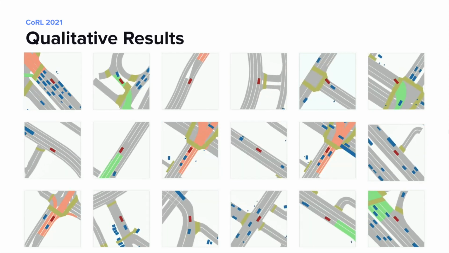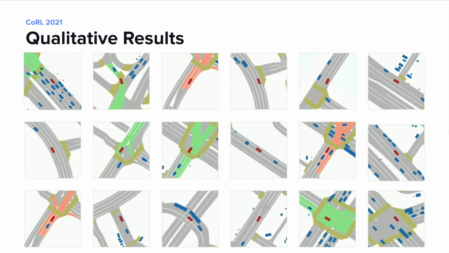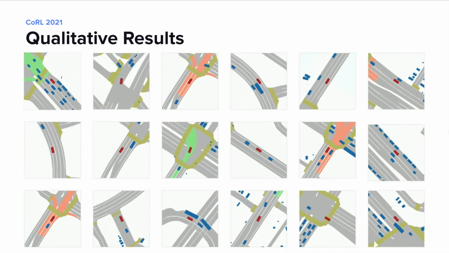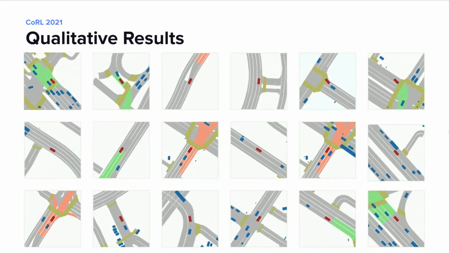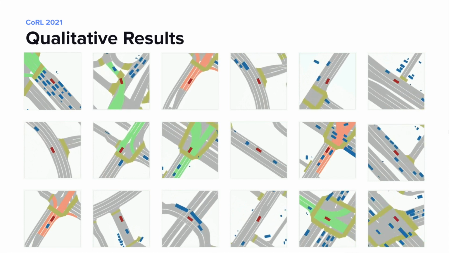With that, let's look at qualitative and quantitative results. On the first slide, we show our planner handling a multitude of situations in simulation, highlighting the diversity and complexity of urban driving. In the following, let us take a closer look at a few of these.